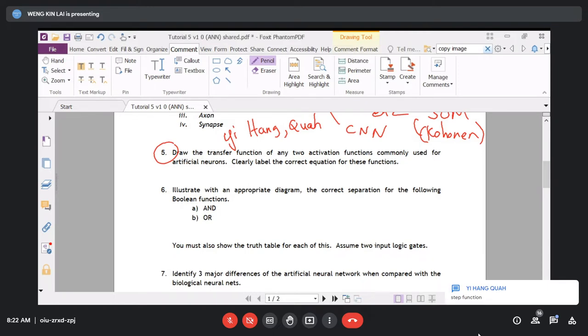Let me turn on my chat box again to see your reply. Yep, step function. A step function, okay. There's a step function, depending on how you define it. So you can draw it somewhere here. Right, so step function can be like this. This is your output, call it Y, and this is your input, call it X. Yep, sign function. The sign function is actually similar to your step function.